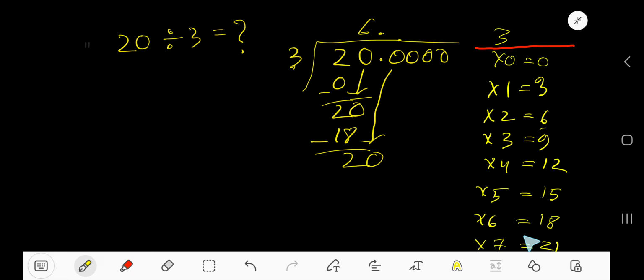3 goes into 20, again 6 times. 6 times 3 is 18. Subtract, 2. Our remainder 2 is less than the divisor, so our guessed number 6 is correct. Bring down another 0. 3 goes into 20, again 6 times.